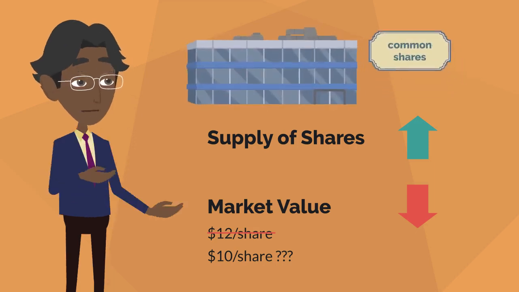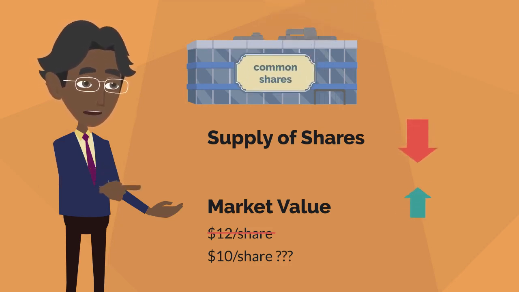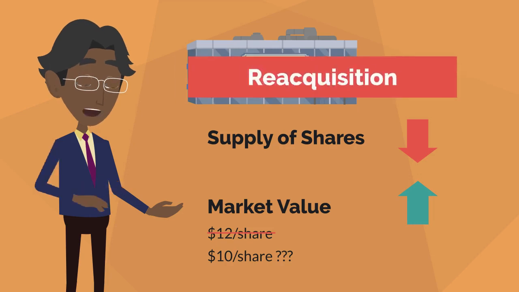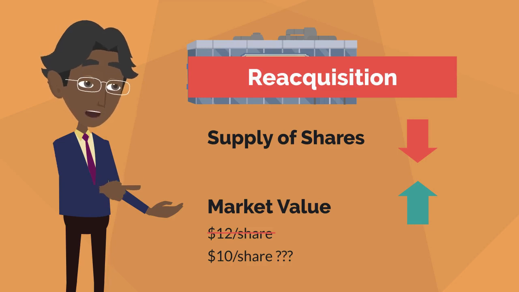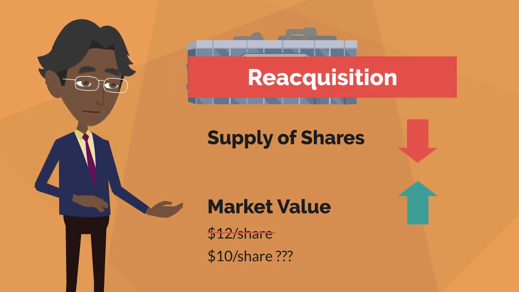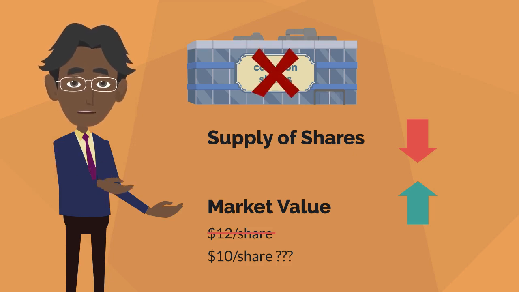Companies can buy back their own shares to reduce the supply of shares in an effort to drive the share price back up. This is called reacquisition, and it's one tool companies can use to gain control if they feel that their shares are being undervalued in the market. When companies buy back shares, they will cancel the shares to take them out of circulation.